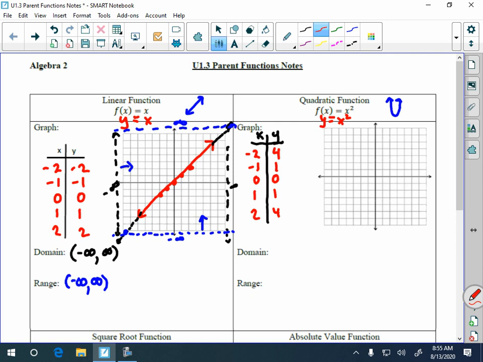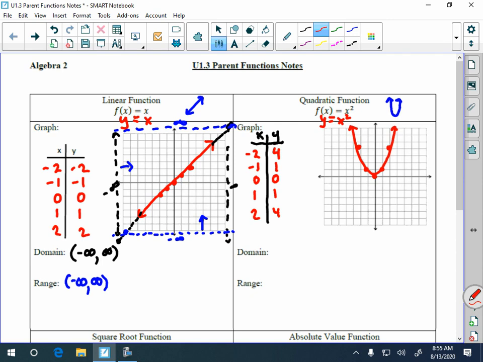So when we plot these points, -2 and then +4, 1, 2, 3, 4 is going to put us up here. -1, 1, 0, 0, 1, 1, and 2, 4. Now when we connect these, we can see this U shape. Right? So this is the parent function for f of x equals x squared.